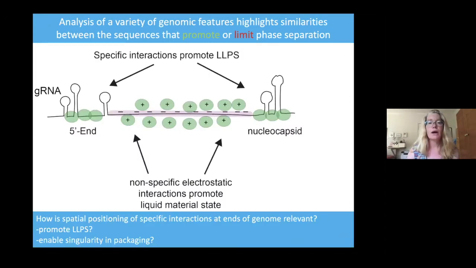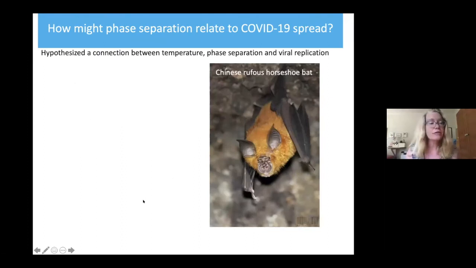And so what we're really interested now is trying to understand how the genome architecture and the spatial organization of these different genome features is relevant for promoting LLPS, and how this may contribute potentially to singularity in packaging a single genome. And so in the last couple of minutes, I just want to talk about how we think phase separation may be really relevant to the COVID-19 spread and also pathology in patients.